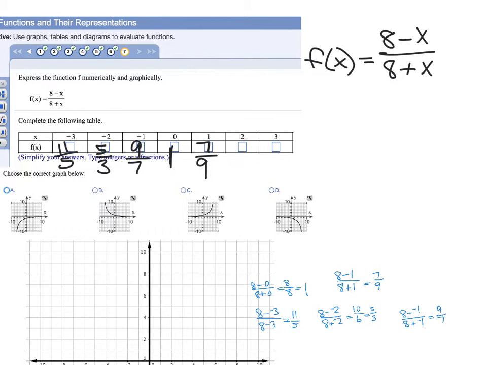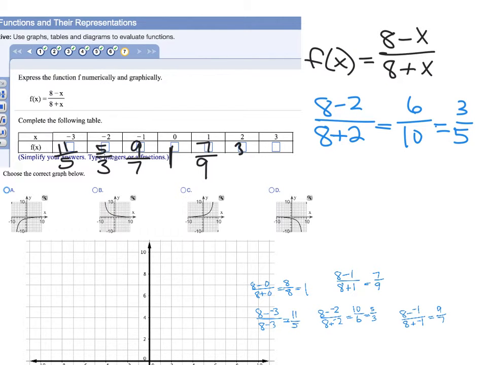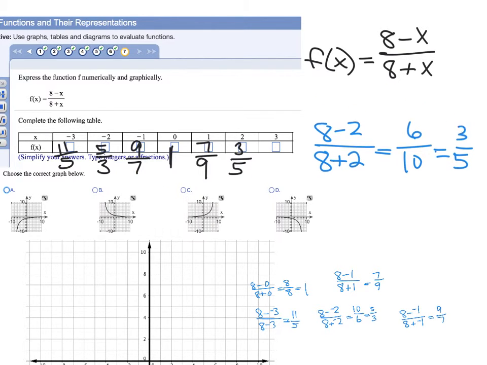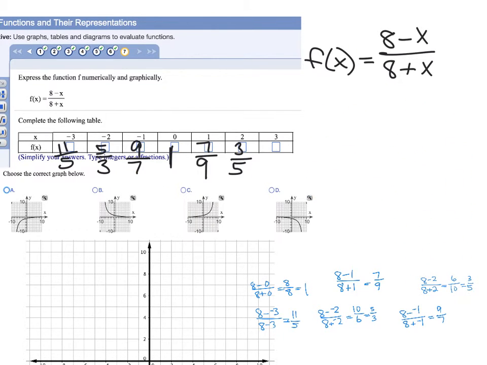And so now let's do 2. So 2 is going to be 8 minus 2 over 8 plus 2, which equals 6 over 10, which equals 3 over 5. So our answer is 3 over 5, and that goes right here, 3 over 5. And are you seeing a pattern here? And then this guy can shrink down because we don't need it anymore.